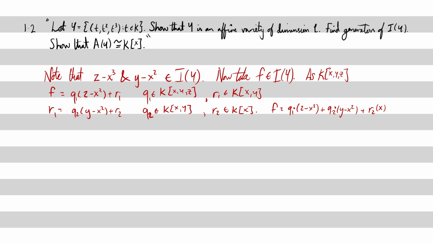Let's make them bigger. So, let's take p in Y, where p is just (t, t squared, t cubed). Well, f in our ideal means that f of p is equal to q1 times 0 plus q2 times 0 plus r2 of t, which is equal to 0 for all t in k.